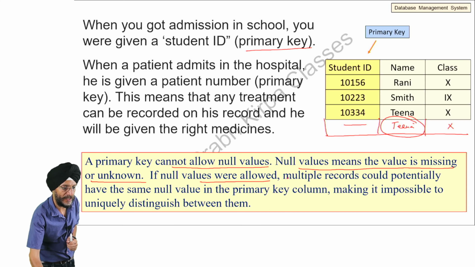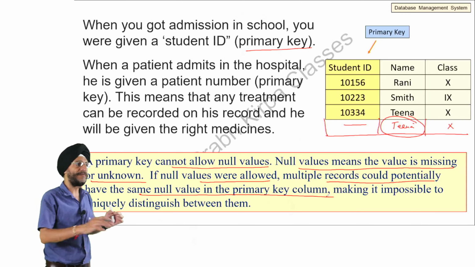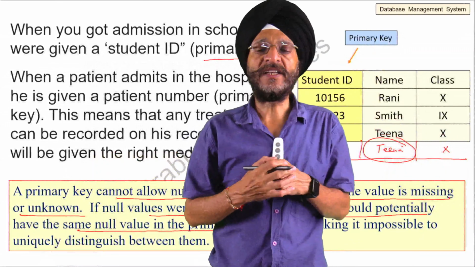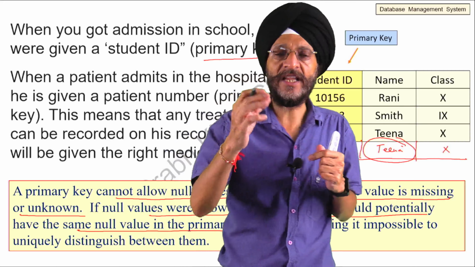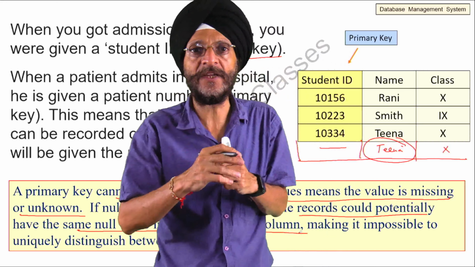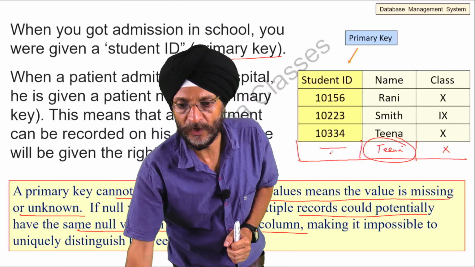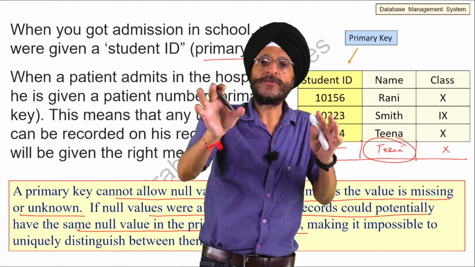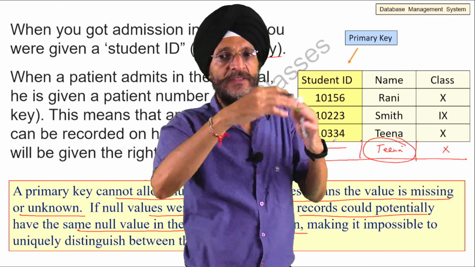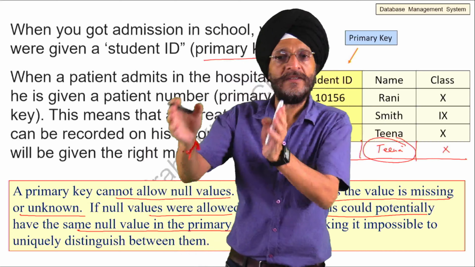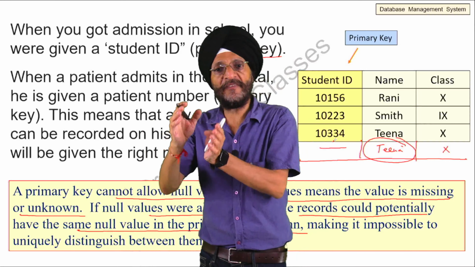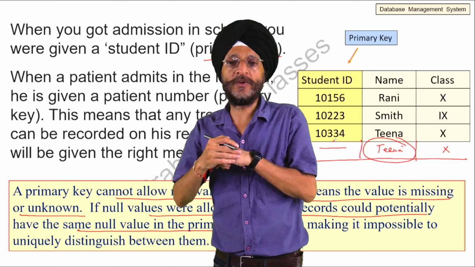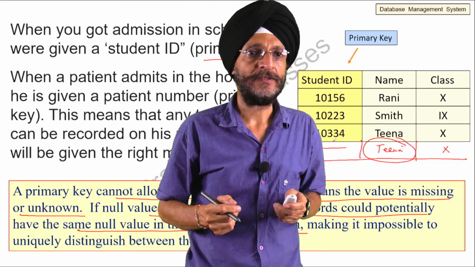If null values are allowed, multiple records could potentially have the same null value in the primary key column. That is, if null values are allowed in the case of student ID, then many students may be given null values. That is, they may not be given any number, and the admissions will be made, and it will become very difficult to recognize a particular student at a later stage.